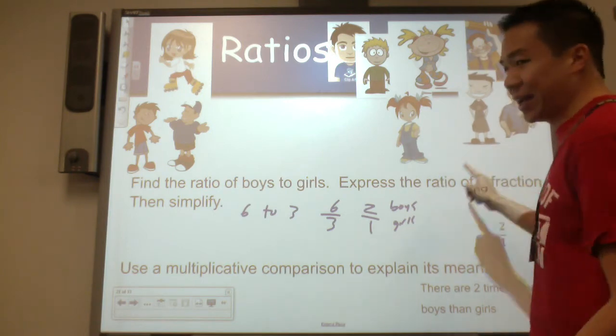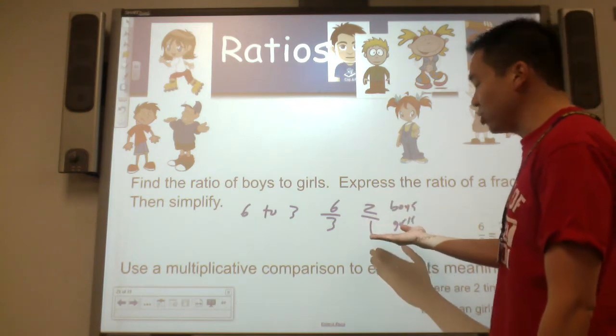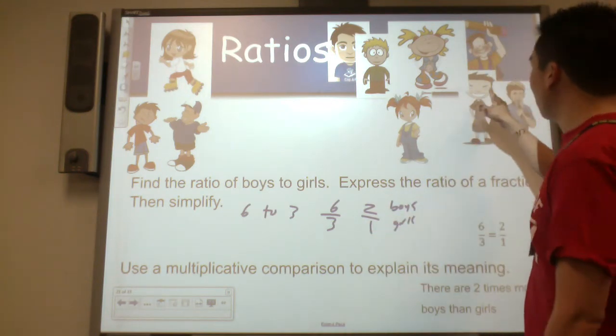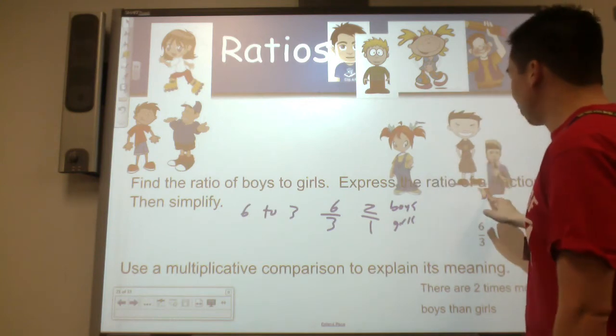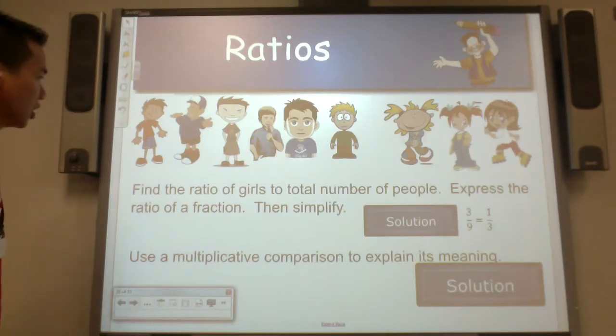So what you're doing again in ratio is comparing the quantities. There are 2 boys for every girl, or there are half as many girls as boys. As you can tell from this picture, it is true. There are half as many girls as boys. So let's try another one.